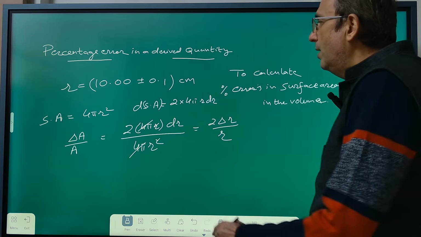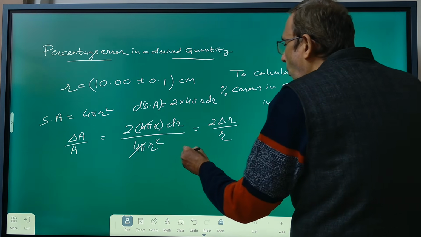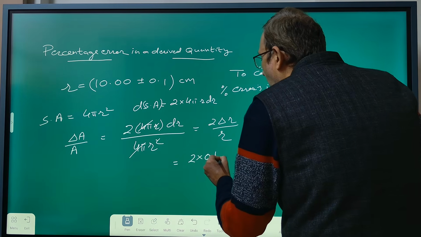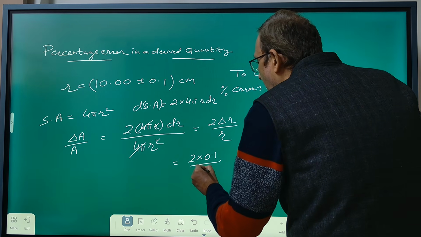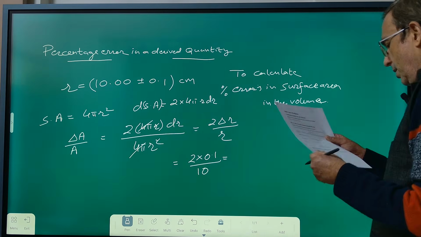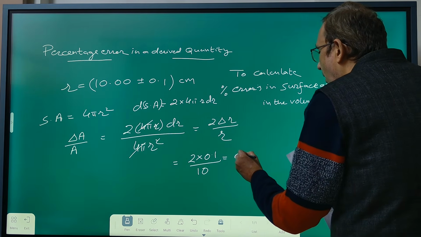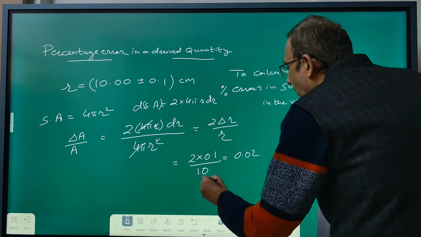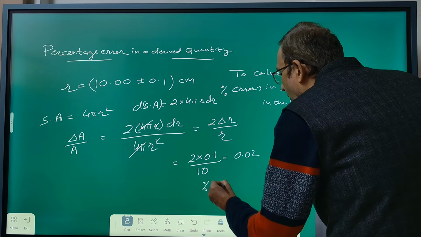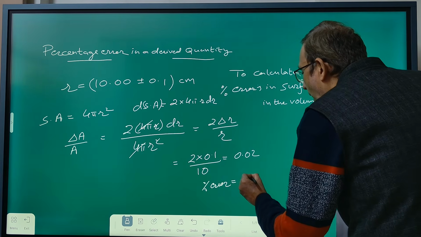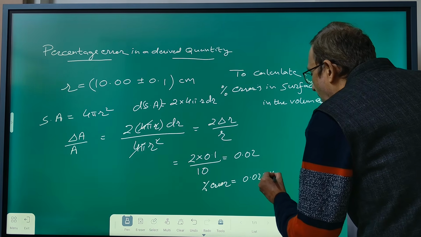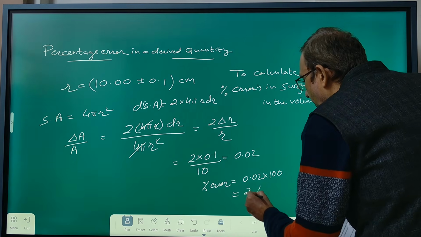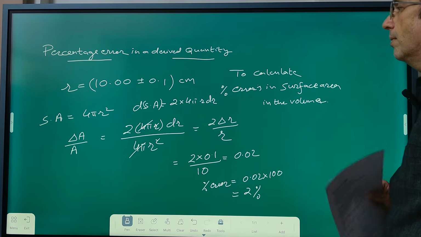Once you have this, you know delta r, you already know it is equal to 0.1. So it is 2 into 0.1 over r, which is 10. So you get how much? You get 0.02. So the percentage error is 0.02 into 100, which is equal to 2%. Okay?